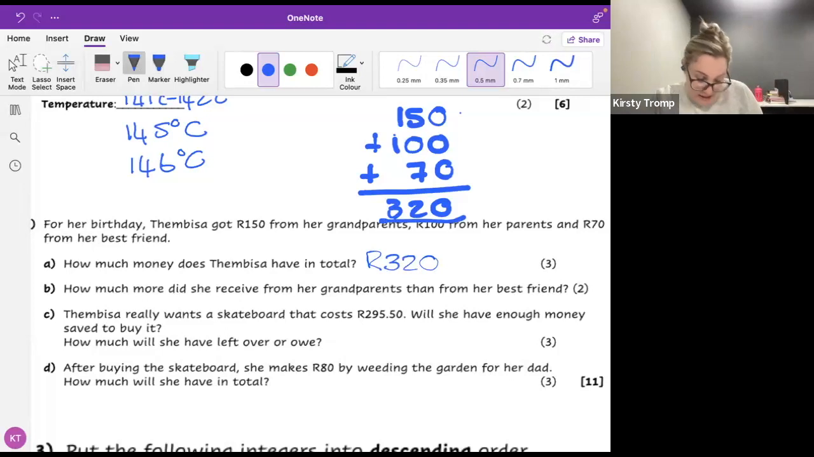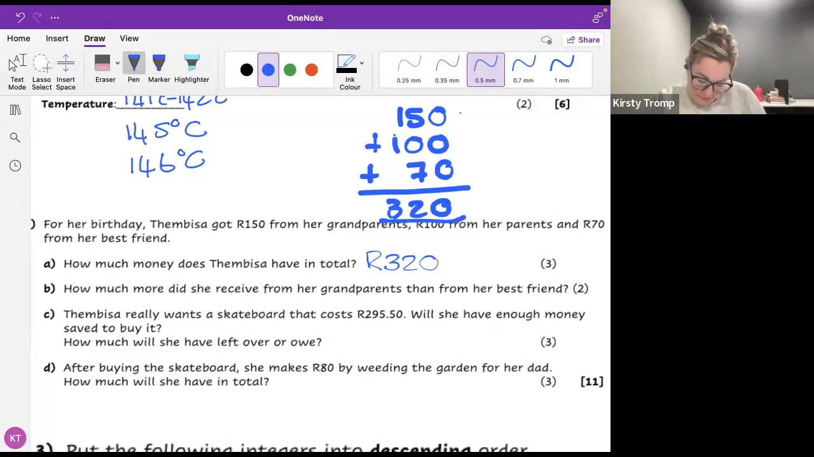All right, next one says, how much more did she receive from her grandparents than from her best friend? How much more did she receive from her grandparents than she got from her best friend? So earlier on, after Tara Jane, the next hand up that I saw was Umar. Umar, what did you get for B?